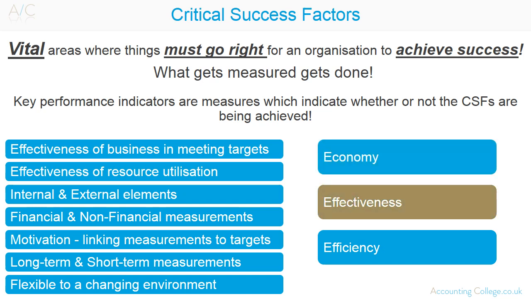Key performance indicators based around effectiveness are performance measures that monitor whether customers are satisfied with the product or services provided, for example, measurements of customer satisfaction and repeat business. And key performance indicators based around efficiency are performance measures to show how good an organisation is at turning inputs into outputs, for example, measures of wastage and idle time.